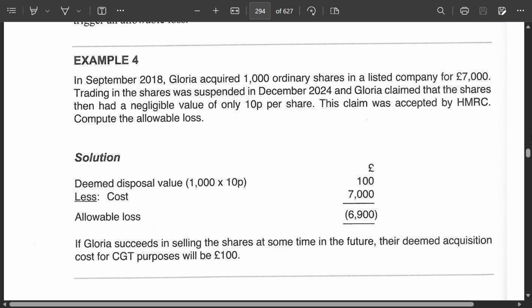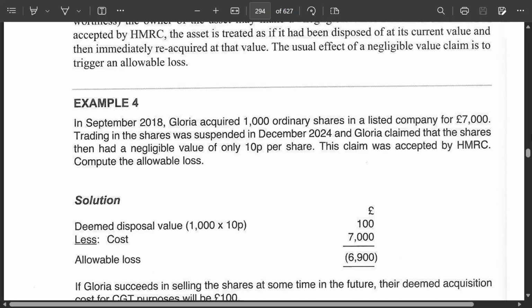There's no disposal happening. It's just that you make a claim that this asset has now got a negligible value and HMRC agrees to it. In that case, based on this deemed disposal, they allow you to have a loss of this 6.9. But you're still holding on to the shares. And that's why it says that it is assumed that you disposed of it at its current value, which is a negligible value, and immediately reacquired it at that value.